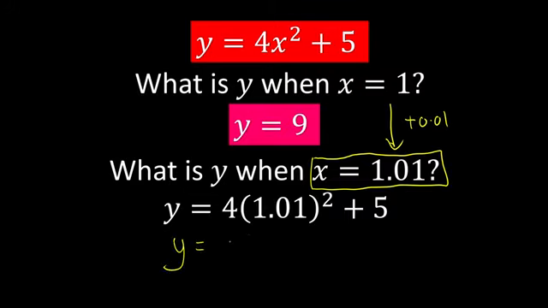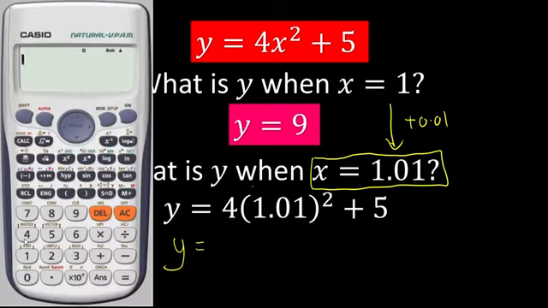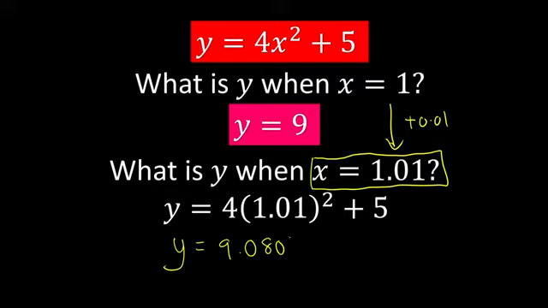But before this, we're going to use a calculator to compute this answer first, so that we can compare the difference between using manual and calculator. If I'm using a calculator, as you can see here, we have 9.0804. So please remember this answer. We're going to compare it with the one without using a calculator.